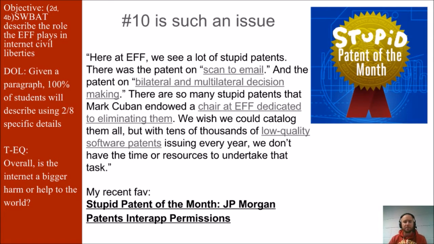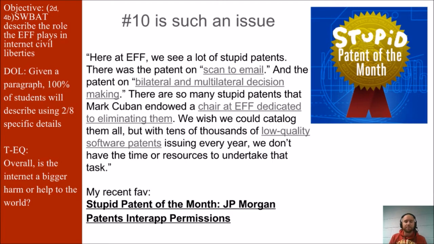There are so many stupid patents that Mark Cuban endowed a chair at EFF dedicated to eliminating them. And if you don't know who Mark Cuban is, he's the owner of the Dallas Mavericks, and you can see him on that show Shark Tank, where people with new ideas or new patents present them to him and 3 other very wealthy people, and then they have the opportunity to invest in these new patents or new ideas.